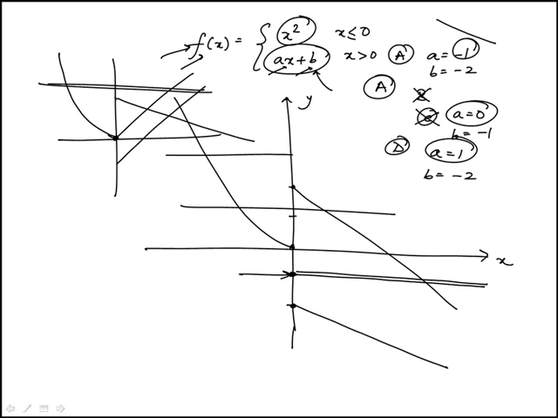So positive slope, y-intercept is -1, so it's going to look something like this. Now again, if you draw a line like this, it intersects the function f at 2 points, and we need it to only intersect once. So D is also out.